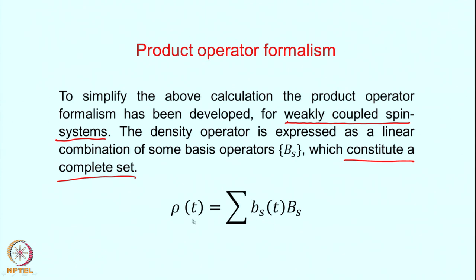So we write rho of t as the summation of b_s(t) B_s, where the capital B_s constitute what are called the basis operators, and the b_s(t) are the coefficients that contribute to the summation. Whichever terms contribute here will determine the nature of the density operator at any point in time. So what are these basis operators? They must form a complete set, just as the eigenfunctions form a complete basis set for the wave function. Here the operators must form a complete basis set so that we can represent any density operator as a linear combination of them.